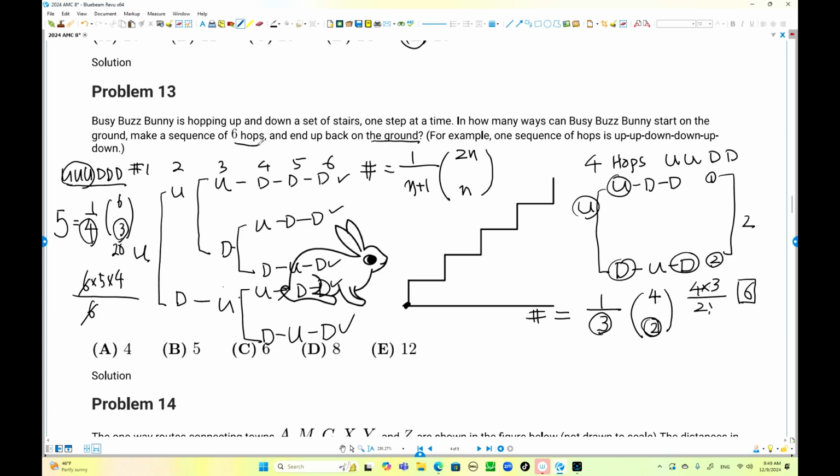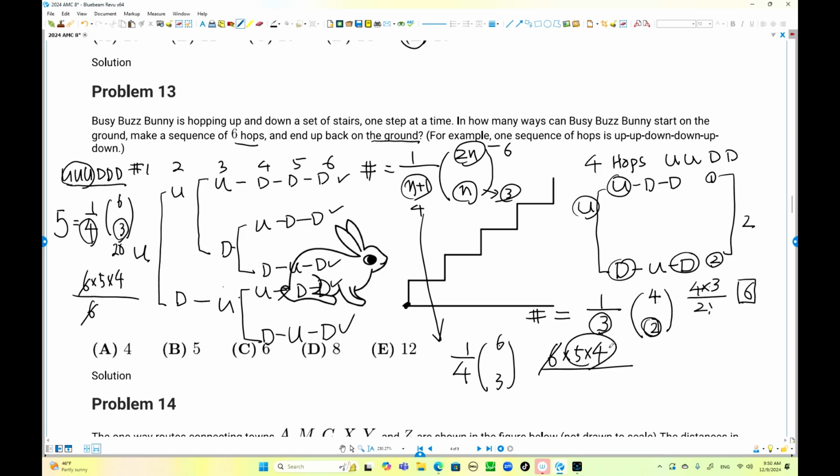For example, if this is 6 hops, this is 6. What about this one, it is 3. What about this one, it is 4, right? So the answer, if you use the formula, is 1 over 4 times 6 choose 3. 6 choose 3 is what? 6 times 5 times 4 over 3 factorial, which is 6. Cancel out, that is 20 over 4 equals 5. Okay? So this one we call the Catalan rule, okay? I think that's correct.